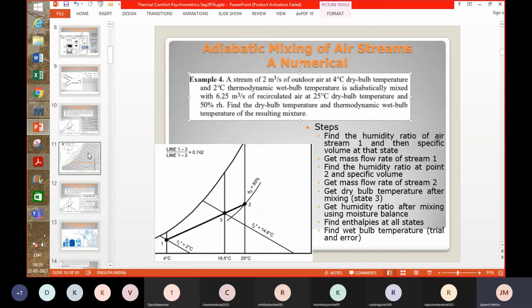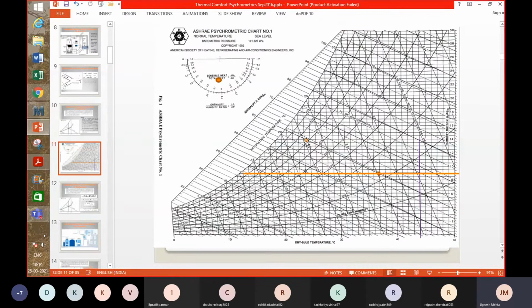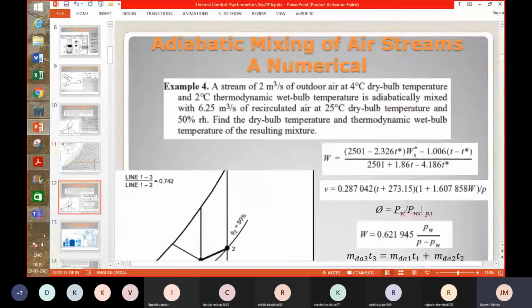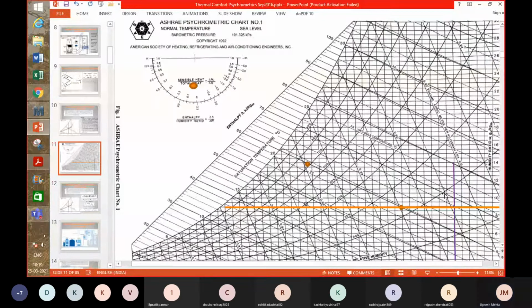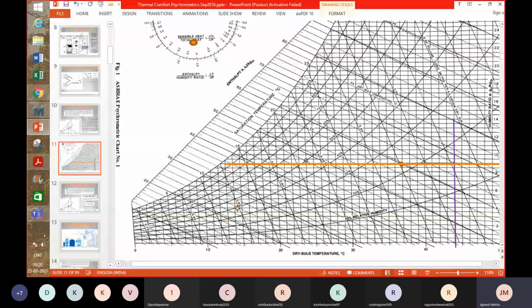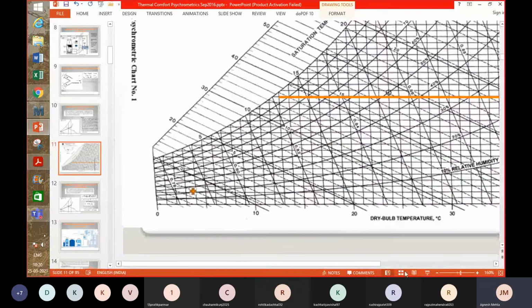So let's look at points 1 and 2 on the psychrometric chart. Point 1 is 4-degree dry bulb and 2-degree wet bulb. Let's take one point there. So 4 degree, 1, 2, 3, 4, degree dry bulb temperature and 2 degree wet bulb, right? It could be somewhere here. This dashed line is for 5, this one is for 4, this is for 3.